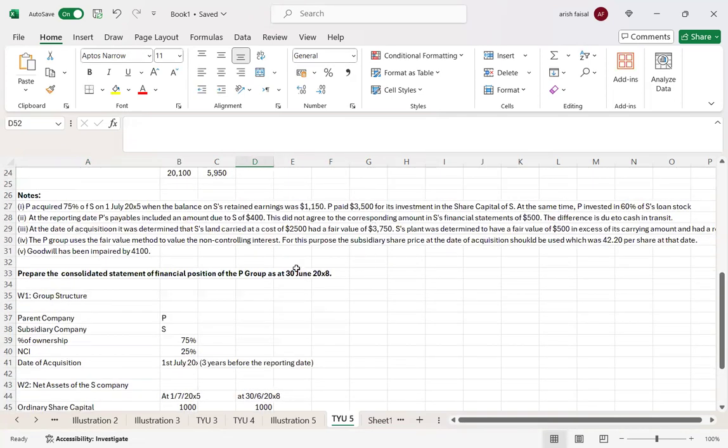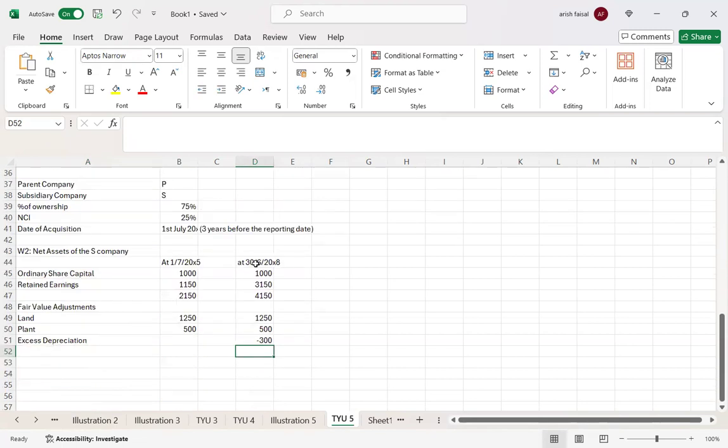Right. So one more thing you are supposed to adjust over here is any unrealized profit arising on the sale of goods from the subsidiary to the parent. But in this case, I don't find that we have anything like that in this question. So that's perfectly fine, and that's it.